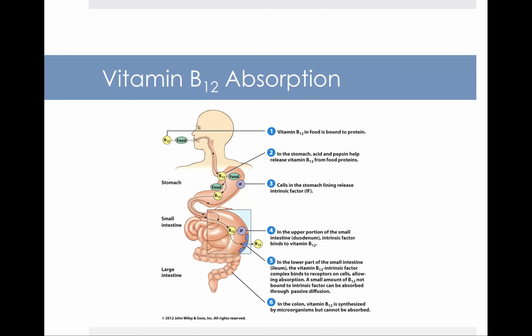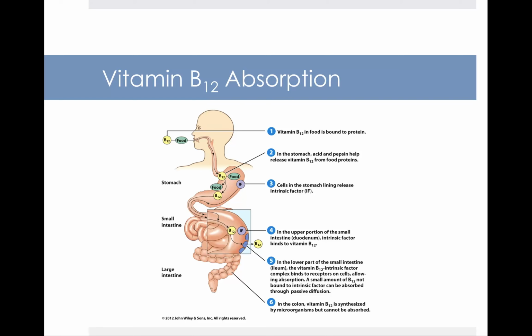As far as B12 absorption goes, you eat vitamin B12 bound up with the proteins in the animal foods you eat. In your stomach, acid and pepsin help release the B12 from those food proteins. And the cells of your stomach lining release that compound called intrinsic factor. Moving on to your small intestine, in the upper portion, your duodenum, intrinsic factor binds to vitamin B12. In step 5, the lower part of the small intestine, the ileum, that B12 intrinsic factor complex binds to receptors on your intestinal cells, allowing for their absorption.